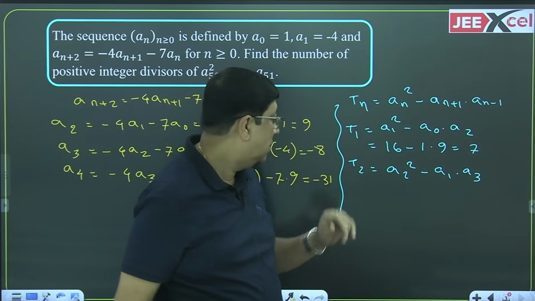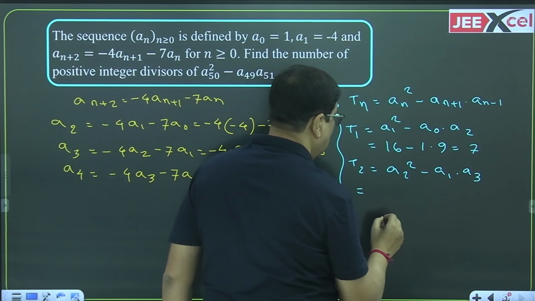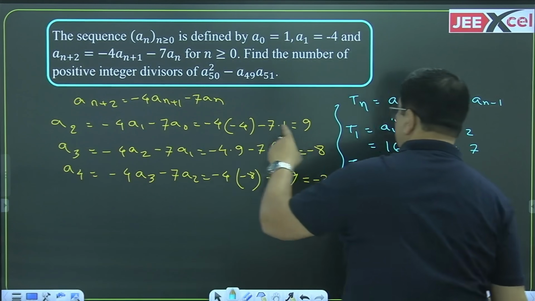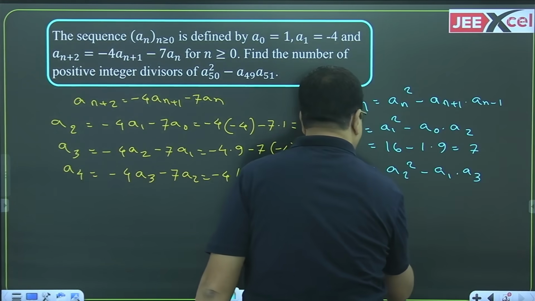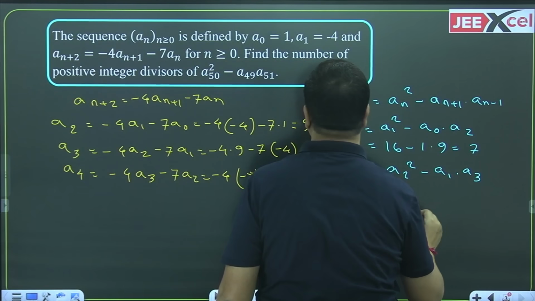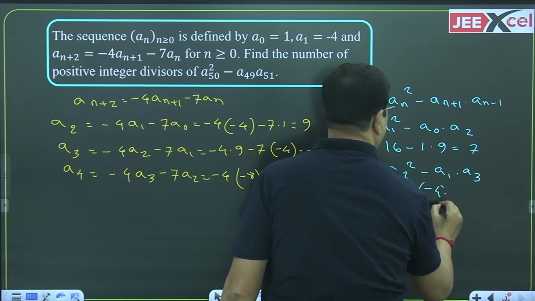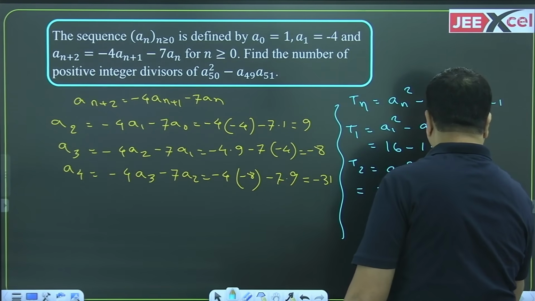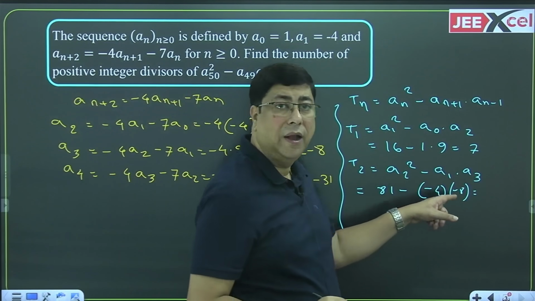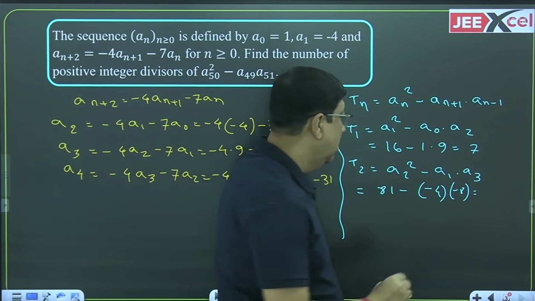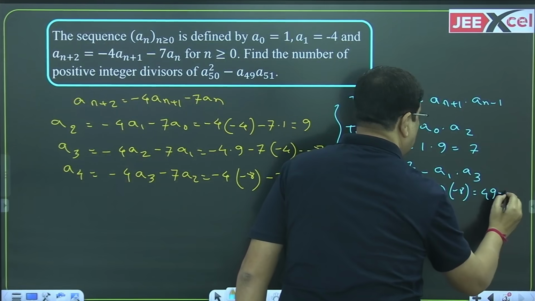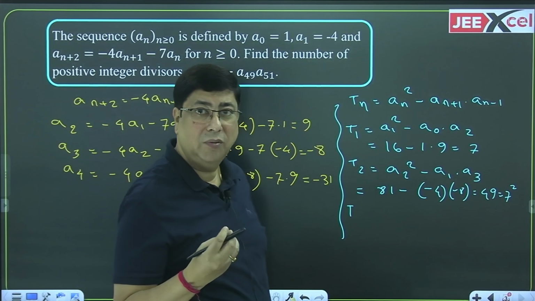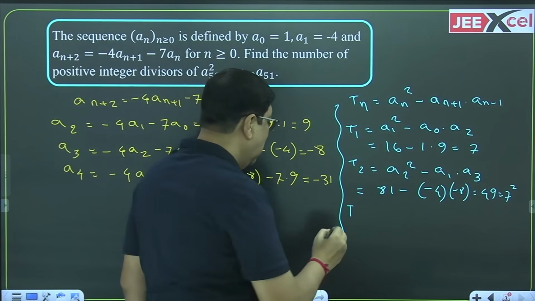In this way, let us calculate. a2 square: a2 is 9, so 9 square is 81, minus a1, which is minus 4, into a3, which is minus 8. So 81 minus 32 is coming to be 49. That is 7 square. Now let's check once more; I think we have understood what is going to happen, so let's verify it again.